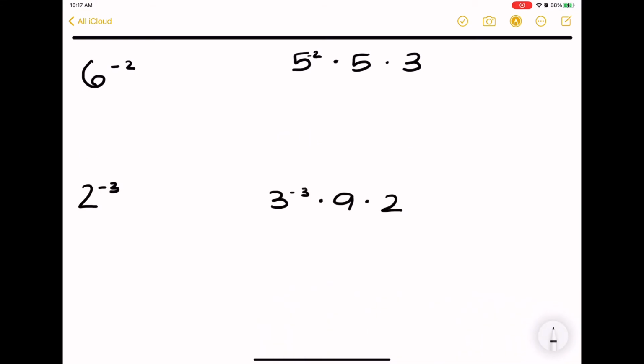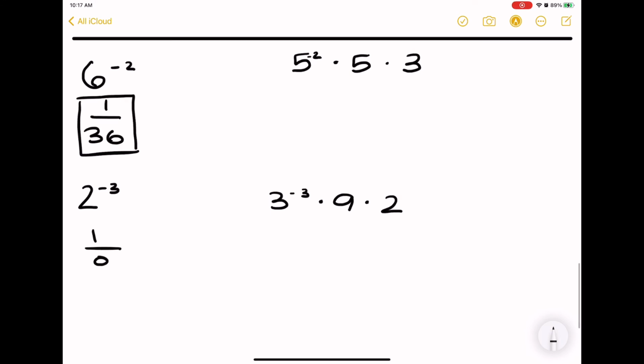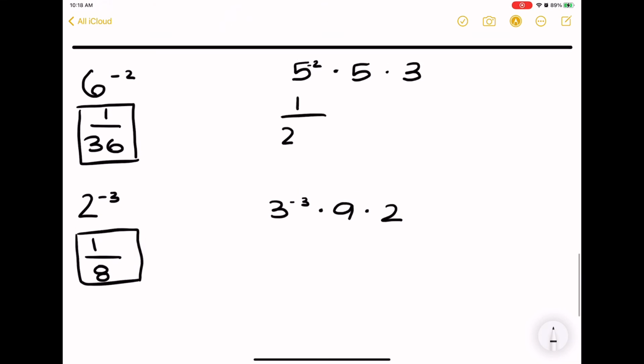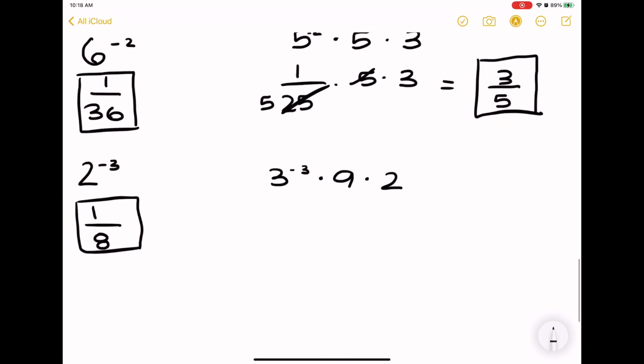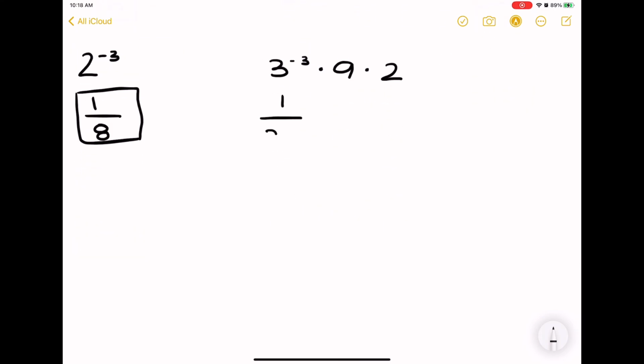Did you do it? Let's check if you got the correct answers. The first one will be 1 over 36, because 6 squared is 36, and put that over 1. And then 2 cubed is 8, so you'll get 1 over 8. Then for the first equation, we'll have 1 over 25 times 5 times 3, and after using cancellation, you'll get 3 over 5. And then lastly, for 3 to the negative third, you'll get 1 over 27 times 9 times 2, and again, after some canceling, you'll get 2 over 3.